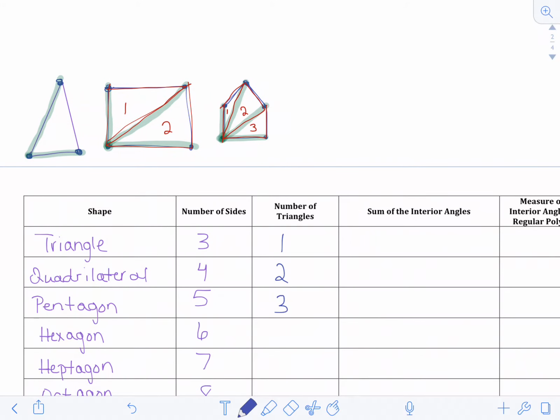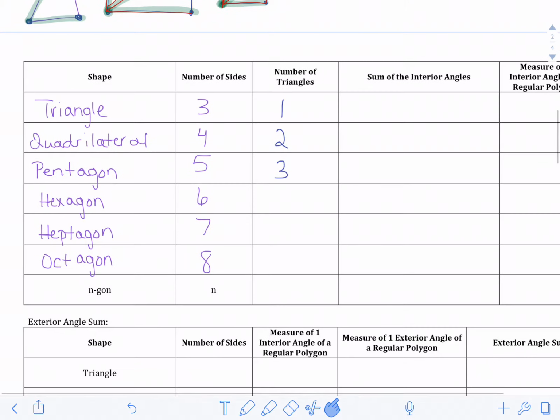I think so far you can tell that we have a pattern here. And if not, you can draw hexagon, heptagon, octagon, and keep doing the same process. But if you look, from the number of sides to the number of triangles, there's a relationship. How do you go from 3 to 1, 4 to 2, 5 to 3? Well, you're just subtracting 2. So 6 minus 2 is 4, 7 minus 2 is 5, 8 minus 2 is 6. So when you have n sides, it's just n minus 2.